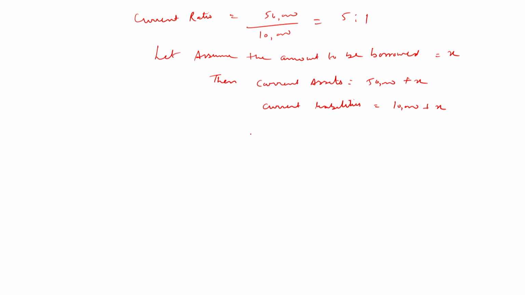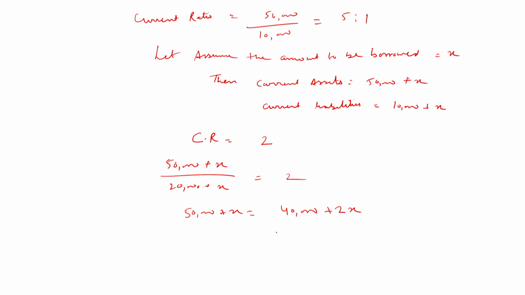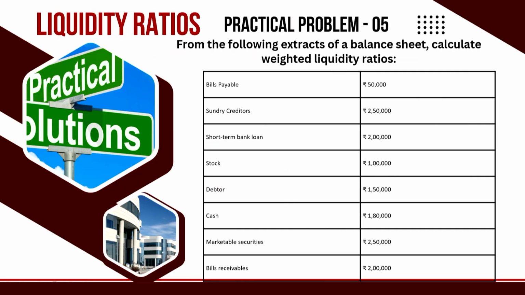So again finding out the current ratio which we want to keep up to 2, we put these new values into the equation. So we have the current ratio: 50,000 plus X of the current assets divided by the liabilities. We found that 50,000 plus X equals 20,000 plus 2X, so X will reach the figure of 30,000 in this case. So we can suggest that if the company wants to stick to the ratio of 2, it can borrow only 30,000 from the market.